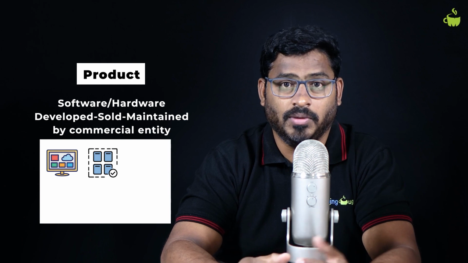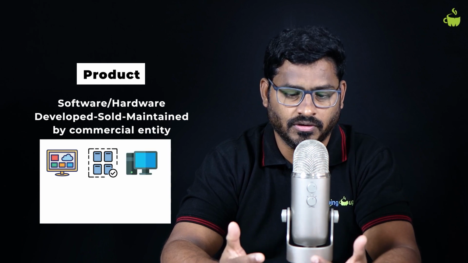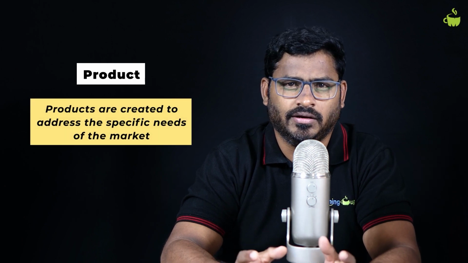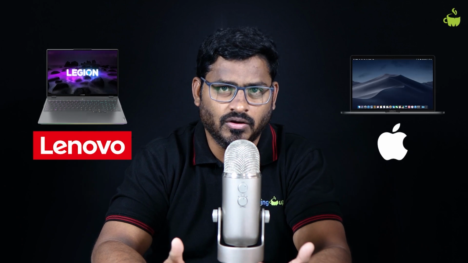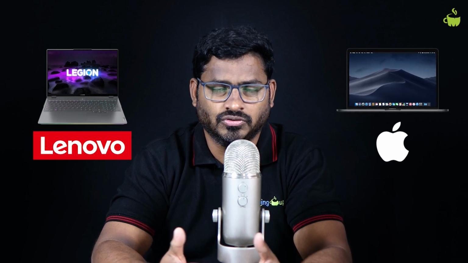Now let us understand what is a product. Product generally refers to a software or a hardware item that is developed, sold, and maintained by a commercial entity. So it can be an application or a suite of applications or maybe a physical device like a computer or a mic or a networking device. Products are typically created to address the specific needs of the market and are often part of a company's portfolio. Lenovo has its own laptops. Apple owns its own MacBooks. Like that, a product will always be owned as an entity.